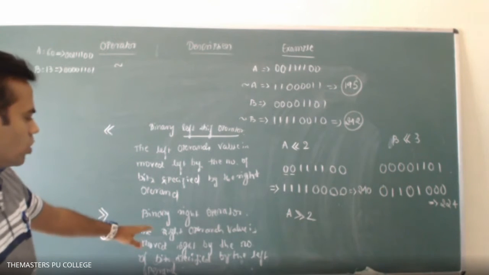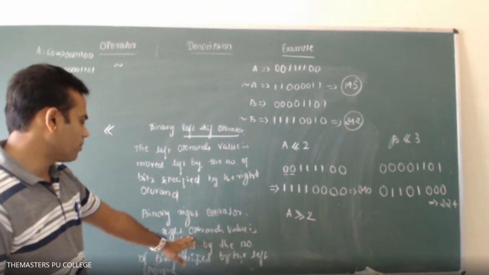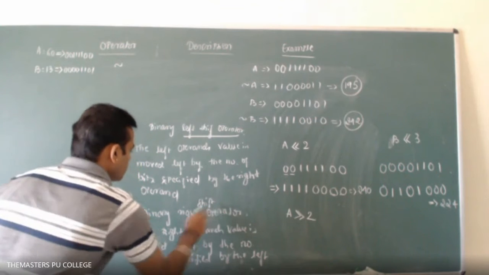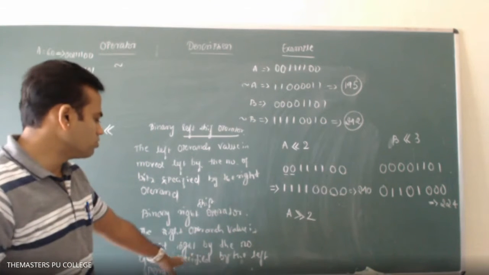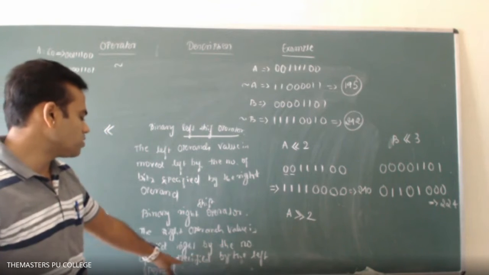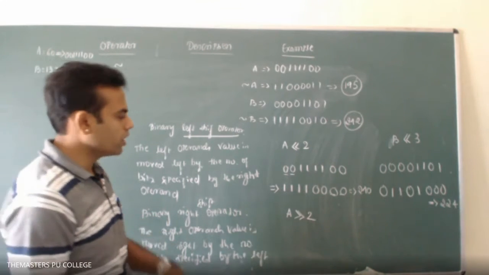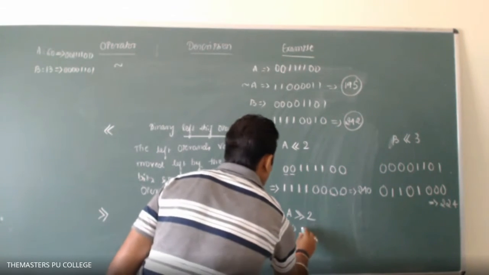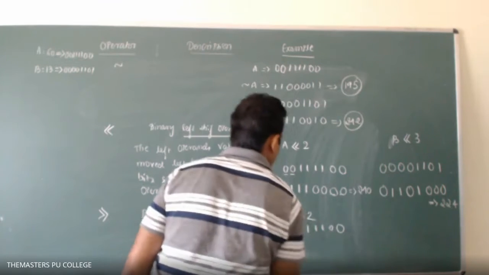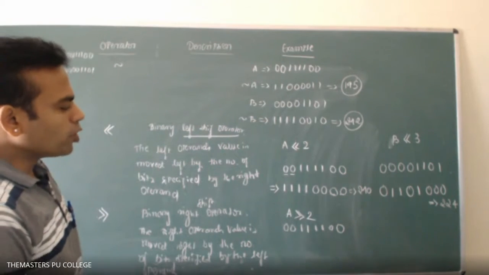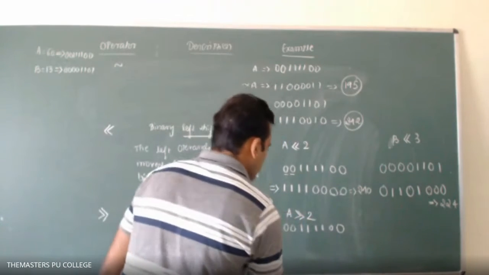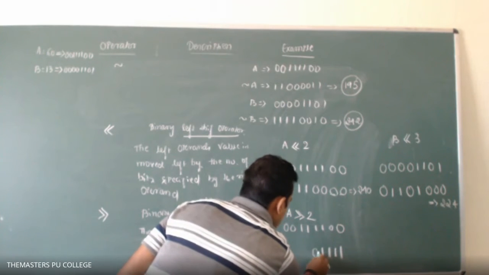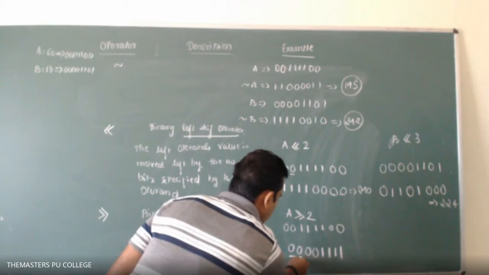Okay, so let us go with the right shift operator. The binary right shift operator: the left operand's value is moved to the right by the number of bits specified by the right operand. Check it out here. What is the original value of A? 1 1 1 1 0 0. It is moving towards the right side. So 1 1 1 1, then 0 0, and the remaining will be filled with 0.